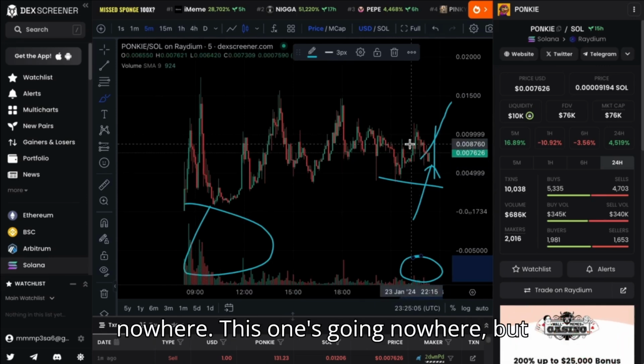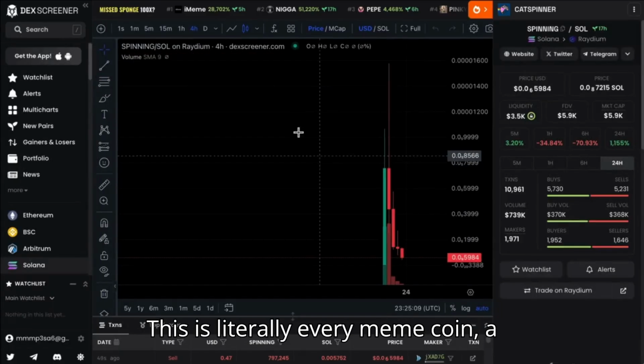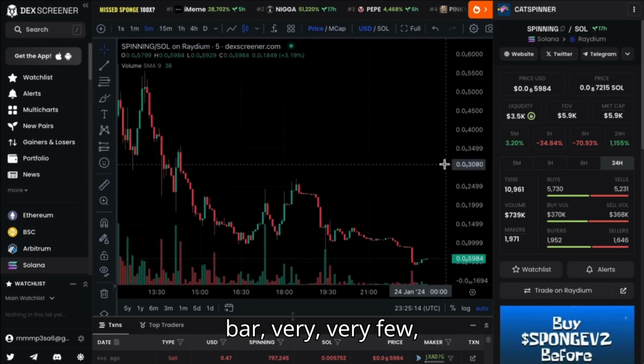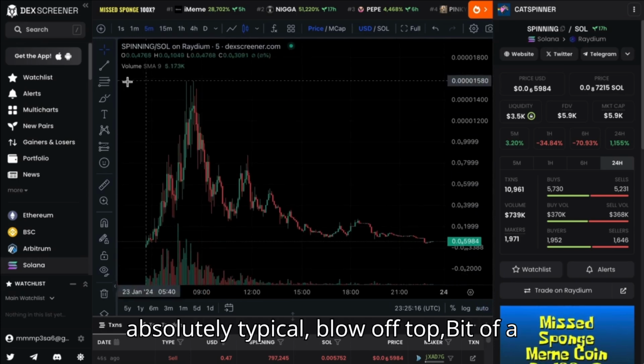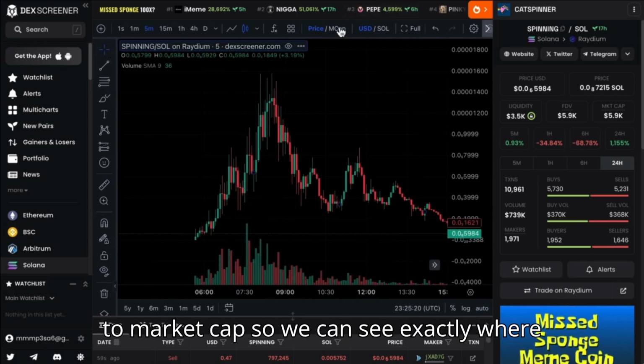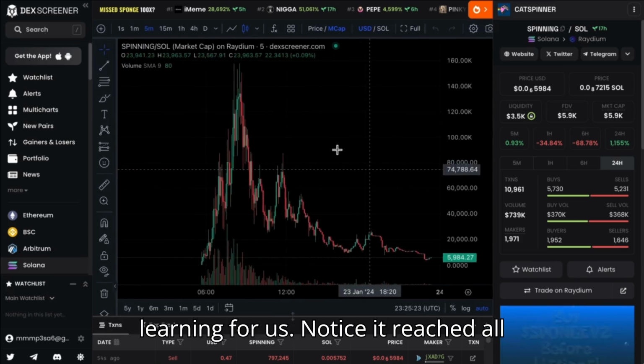This one's going nowhere, but it's not kind of collapsed either, which is fair enough. This is more typical. This is literally every meme coin, bar very, very few. Absolutely typical. Blow off top, bit of a pump at the beginning, and let's turn it to market cap so we can see exactly where it reached, because that is really good learning for us.